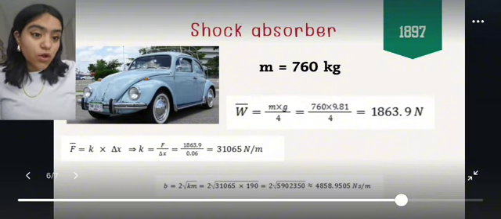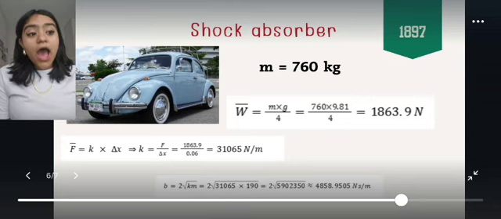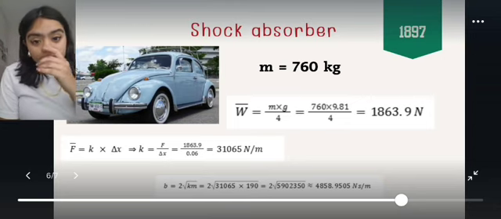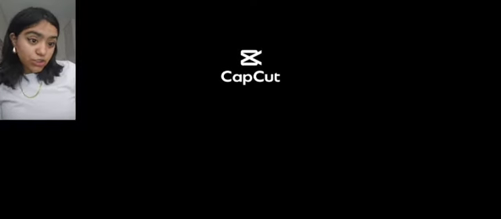After that, we use Hooke's law to calculate the constant of those springs, and we chose an elongation of 6 centimeters, and that's why we got that result. And then after that, I calculated b using this equation, and well, we got this value.